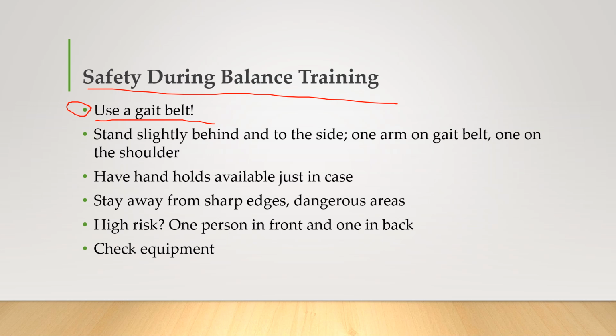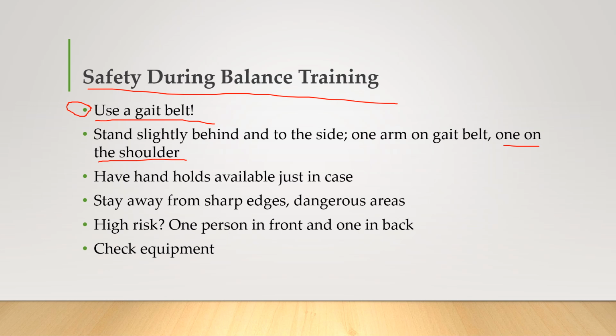When you're guarding your patient, you want to stand slightly behind and to the side, typically with one arm on the gait belt and one arm on the shoulder. Just be cautious about the shoulder, putting a hand on the shoulder, as you could throw off the person's balance and actually cause a fall. So just be really safe, make sure you're guarding your patients.